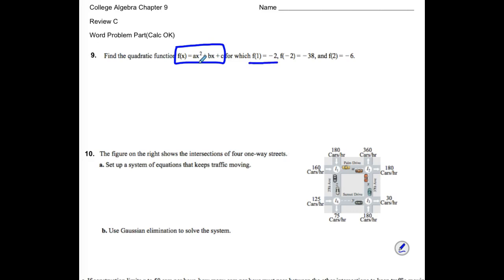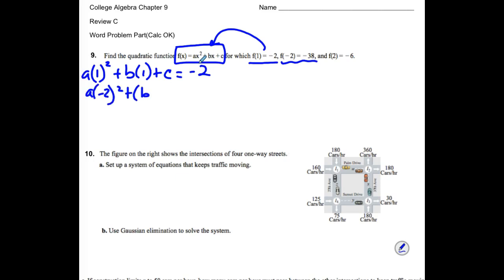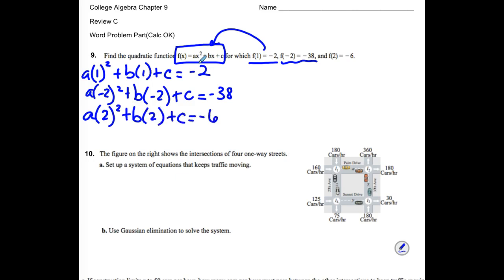The first line here says that when we put a 1 in for x, we should get -2. So dumping that into here, I have a times 1 squared plus b times 1 plus c equals -2. My second one here, if I dump a -2 in for my x's, I should get -38. And the last one says if I put a 2 in for all my x's, I should get -6. Okay, so we have our system of equations.